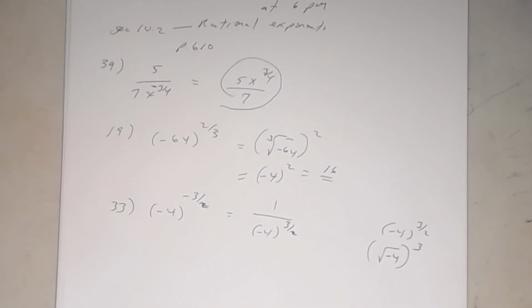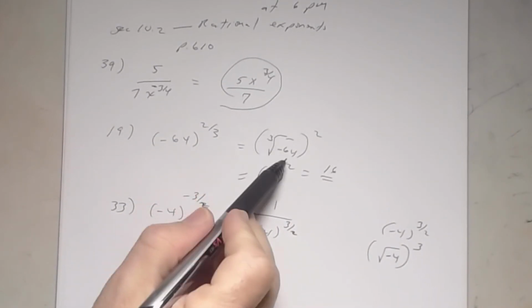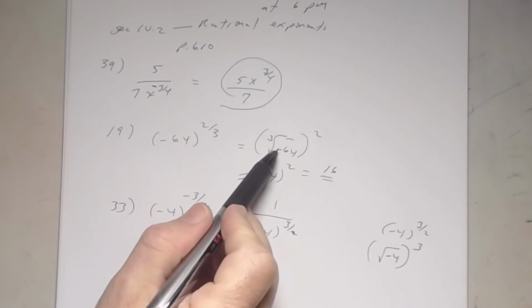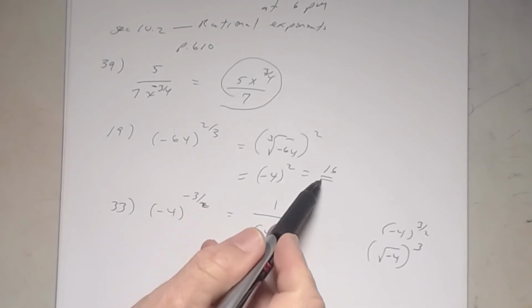Now the direction says, this was number 33, write with positive exponent, then simplify if possible. All right, so how do I simplify the square root of negative 4 to the third? See how I wrote where I had the cube root of negative 64? What's the cube root of negative 64? What number times itself 3 times is negative 64? Negative 4. And then I squared it, and that's how I got this.